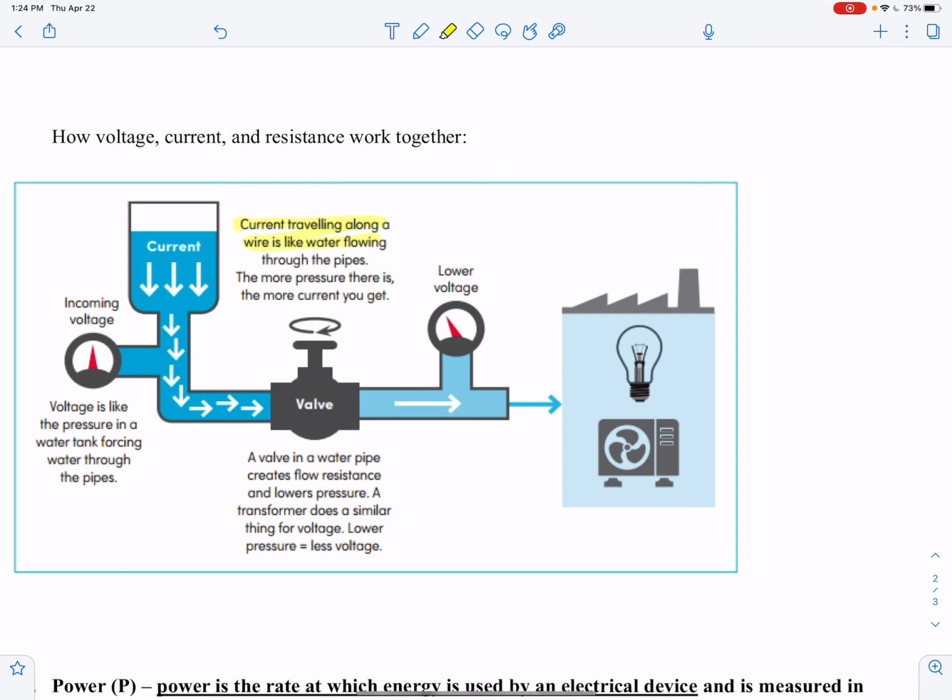Current traveling along a wire is like water flowing through the pipes. The more pressure there is, the more current you get, okay? So current is that flow. Voltage is like the pressure in a water tank forcing water through the pipes.